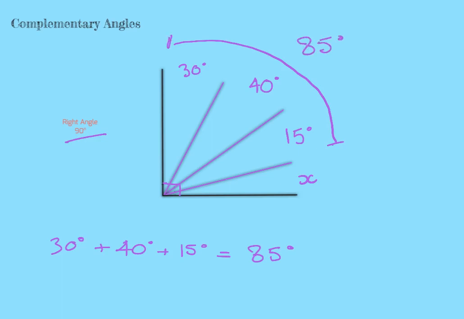Now, if I include this last angle, I know that it's going to add to a right angle. So it must be 90 degrees all up. So what number would get me to 90? Let's find out. 90 minus 85 is 5. So x, our unknown, is 5 degrees.